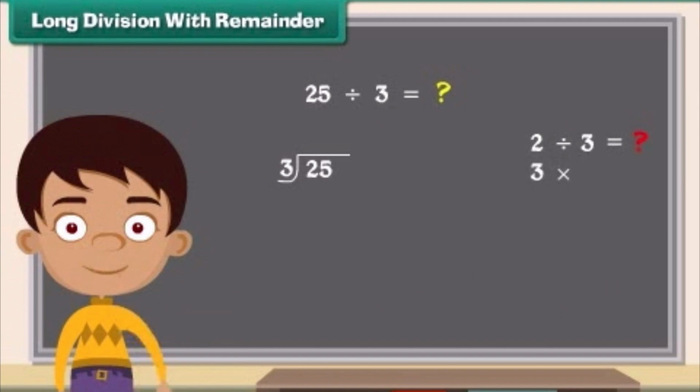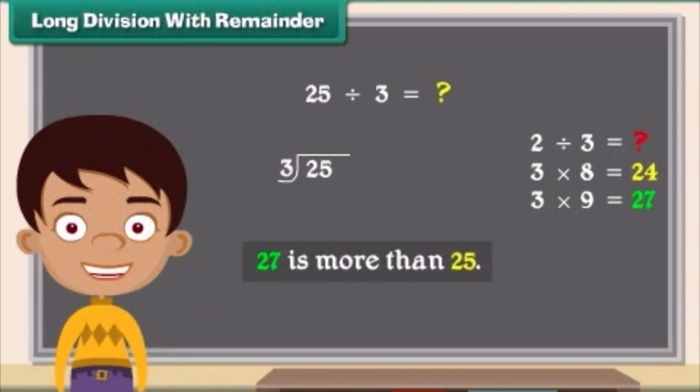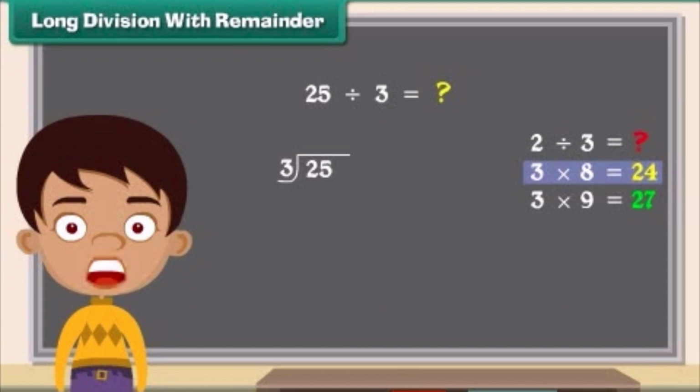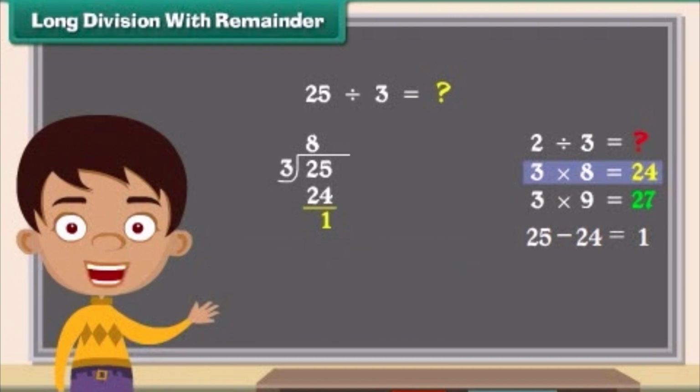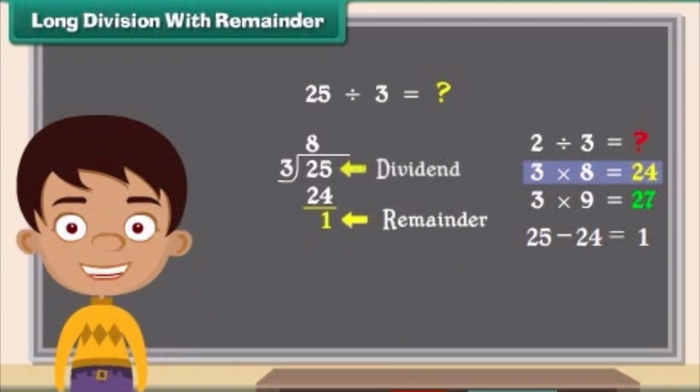We know 3 multiplied by 8 is 24, and 3 multiplied by 9 is 27. 27 is more than 25. So we will take 3 multiplied by 8, which is 24. So put 8 right above 25, and put the answer below 25. Now subtract. 25 minus 24 is 1. We can see 3 cannot divide 1 further as we get a remainder of 1. Here 25 is the dividend, 3 is the divisor, 8 is the quotient, and the remainder is 1.